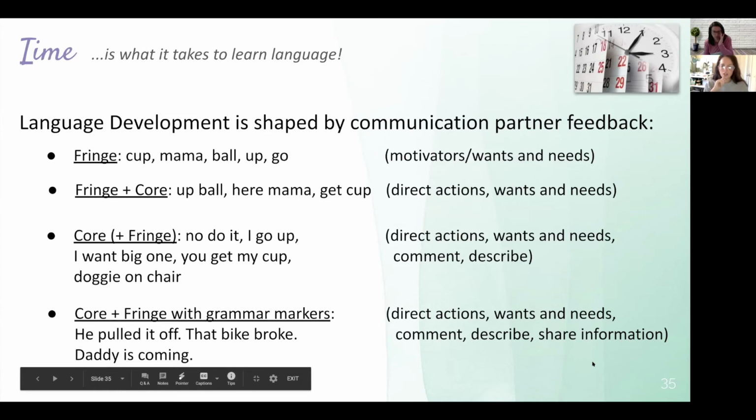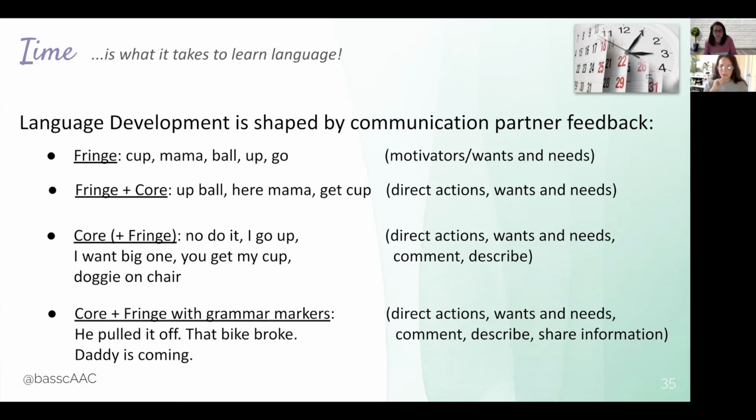We've touched on this in different modules, but it really is how language is developed. It's shaped by communication partner feedback. So when a child says something, the way we react to it and the way we shape it helps to build up those language skills.